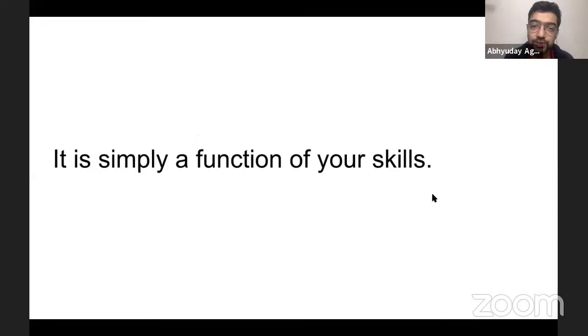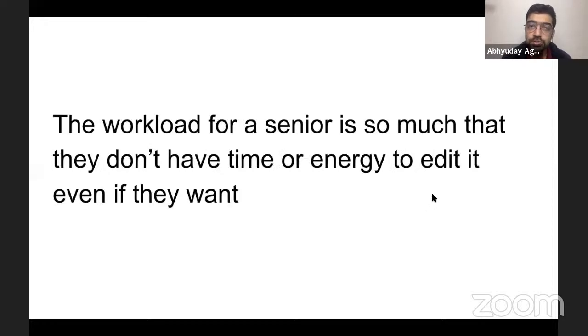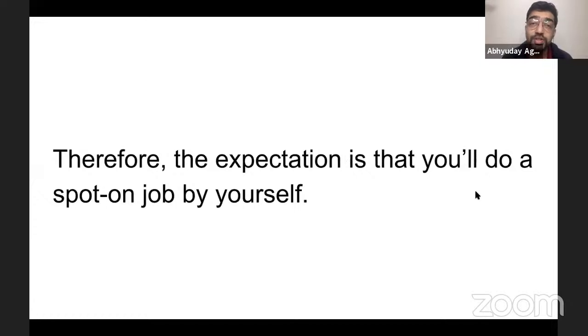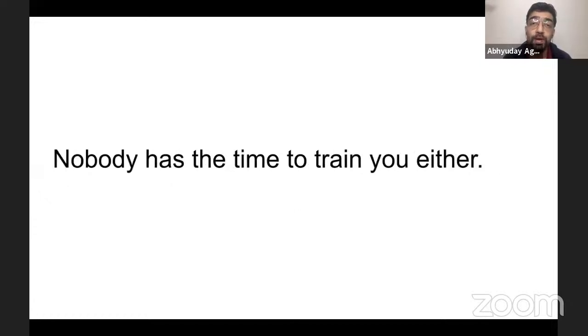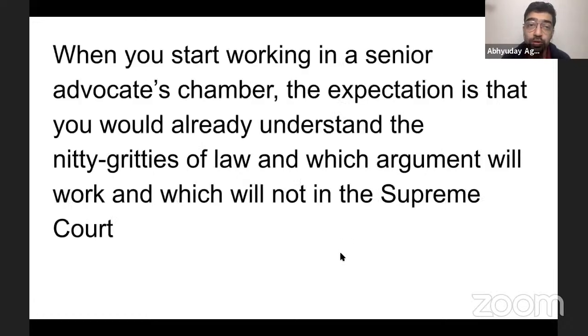It is simply a function of your skills. The workload for a senior is so much that they don't have the time or the energy to edit your documents and drafts, even if they want to. The expectation is that you will do a spot-on job by yourself. Nobody has the time to train you, despite the best intention. It doesn't matter if they intend to train you, they don't have the time.